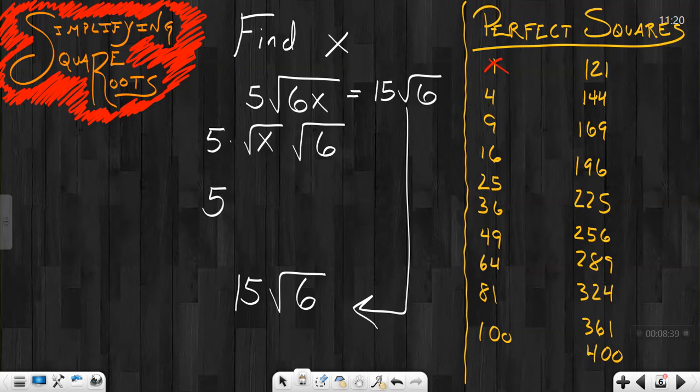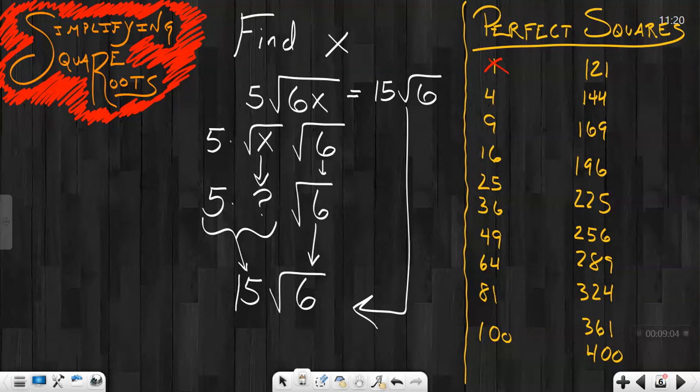And then I know that I would do 5 times x would simplify out. I'd take the square root of x in some way to get a number that I don't know. All right, and this root 6 just stays here the whole way down. So what I'm really asking myself is, what has to go right here to make this true? In other words, what multiplies by 5 to get 15? Well, that answer is 3. 5 times 3 is 15.